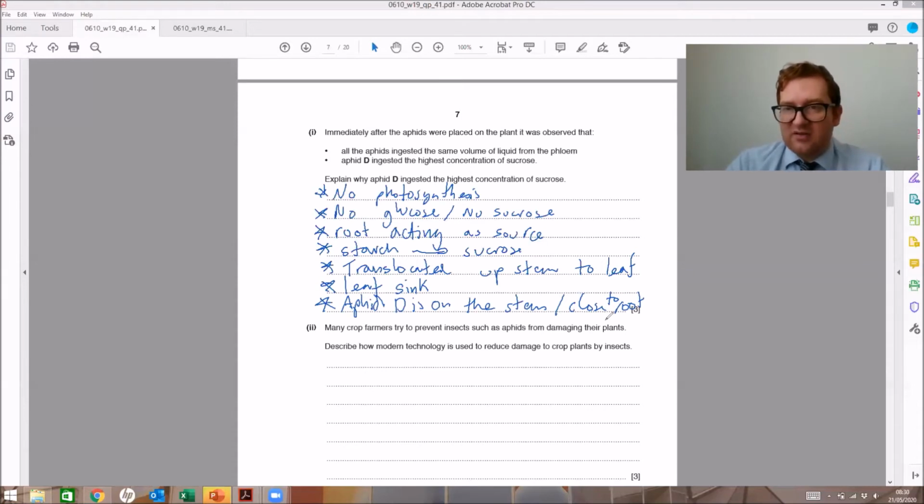If your normal knowledge applies, you would have thought that aphids A, B, and C would have had the highest because that's where the leaves are and that's where photosynthesis would be, and the leaf is normally the source in most examples. But you had to really read the question to understand this one. So hopefully that all makes sense.